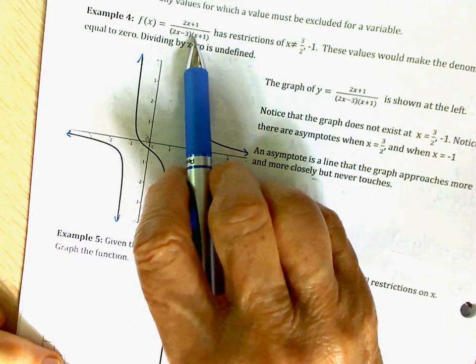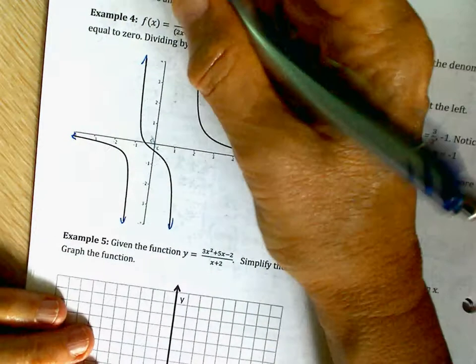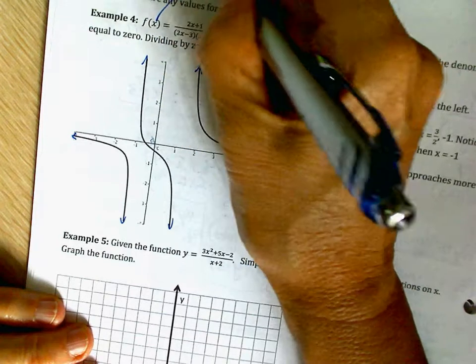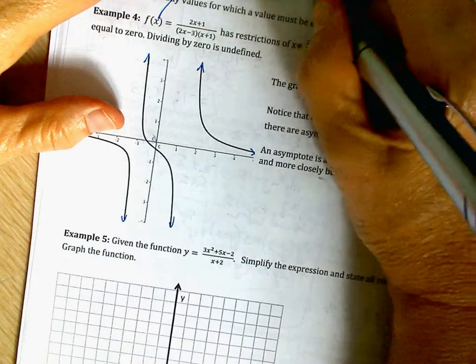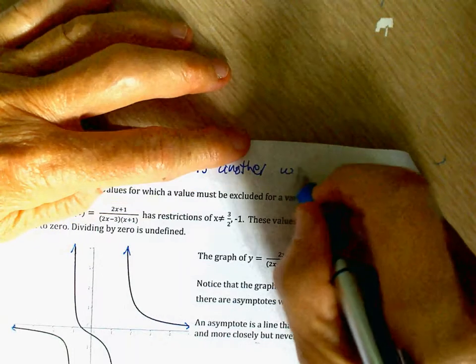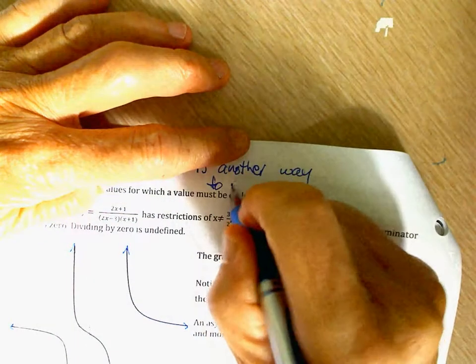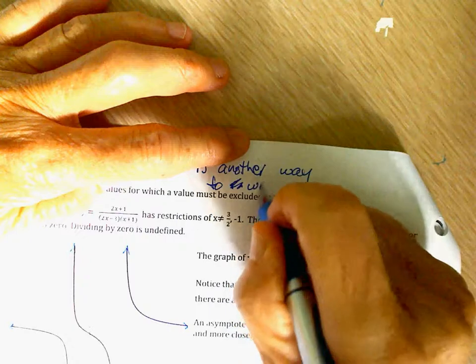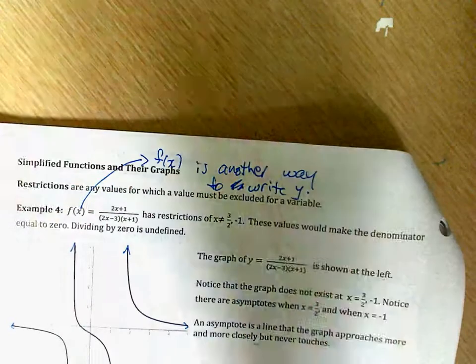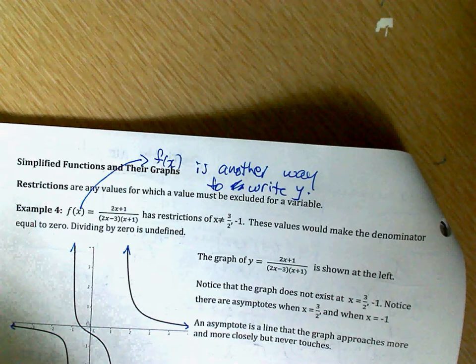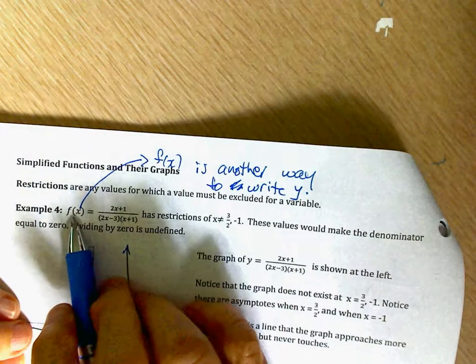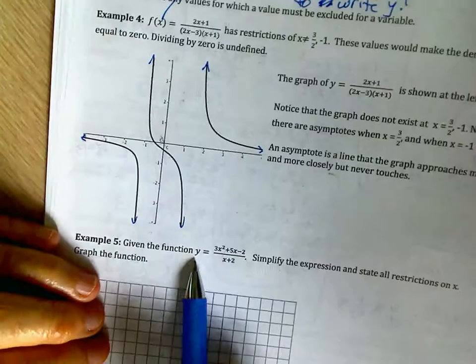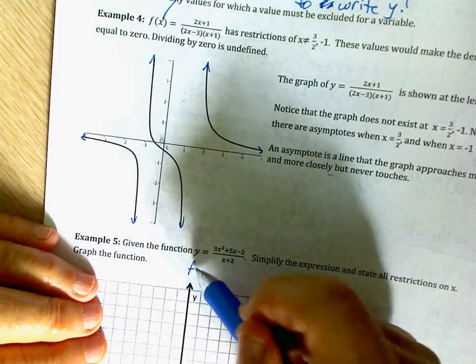Many of you have not seen this symbol, but f of x is another way to write y. It's just another way to write y. See, here they wrote y, but we could have written f of x equals blah, blah, blah. It's just another way to write y.